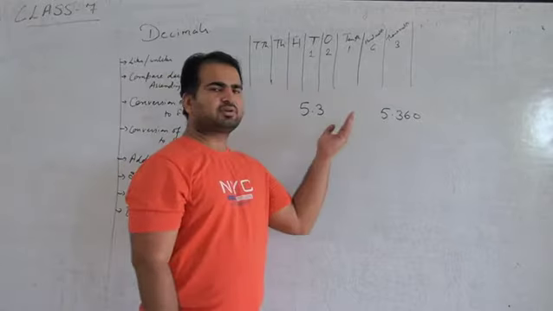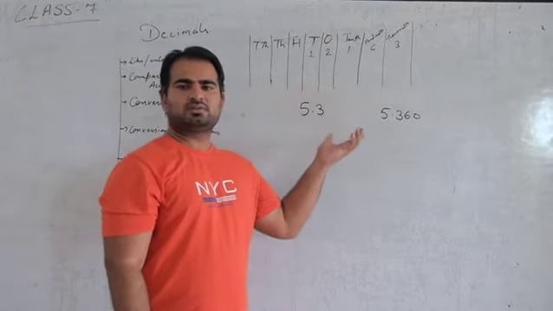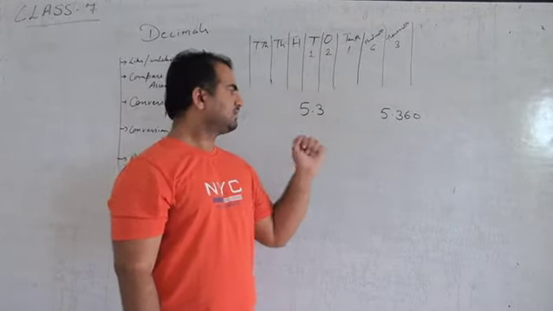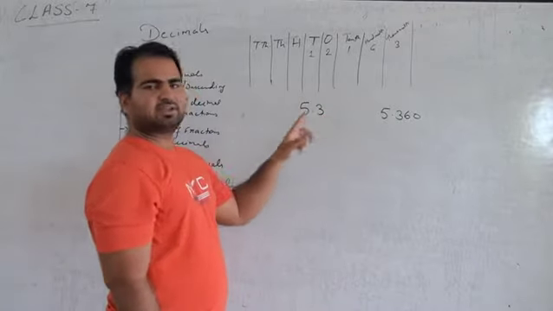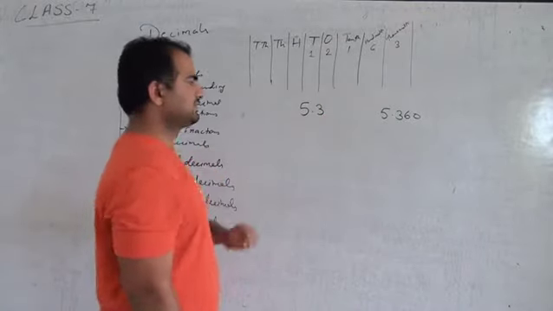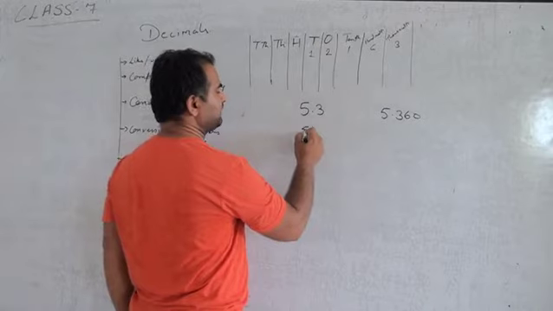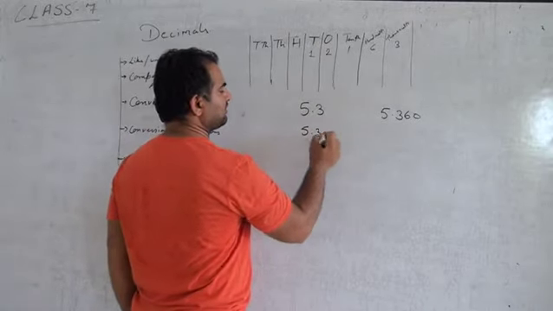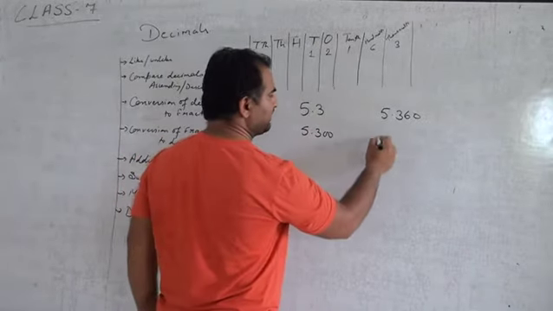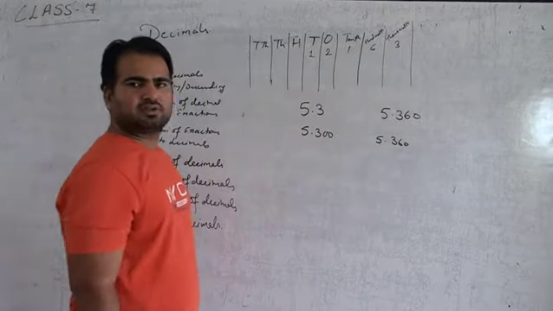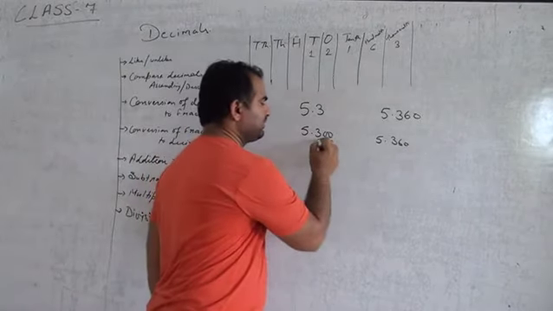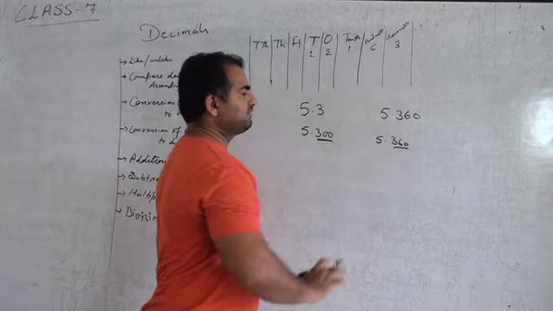We can't compare them directly because they don't have the same number of digits after the decimal. So we can compare by making them like decimals. We write 00 there, and it also has 3 digits. Which one is bigger, 300 or 360?